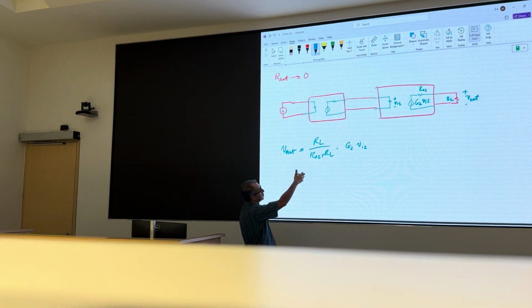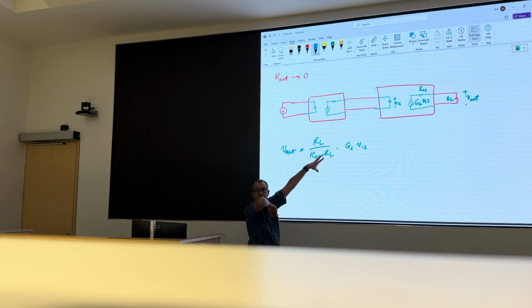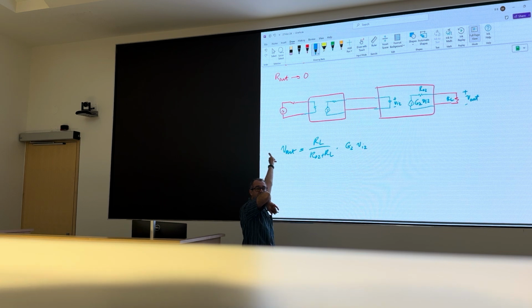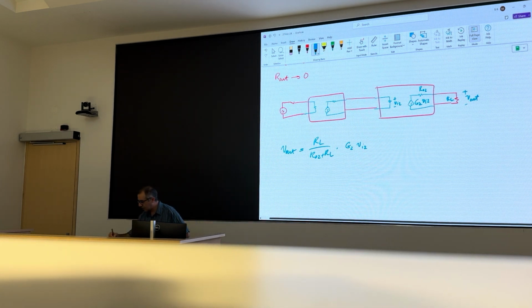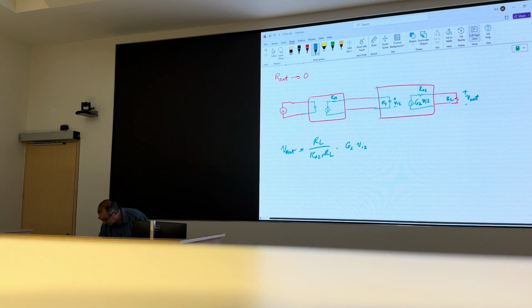But what is VI2? VI2 is the voltage divider between the input resistance at the second stage and the output resistance at the first stage. Okay? So this is RO1, let's call it. This is RI2.